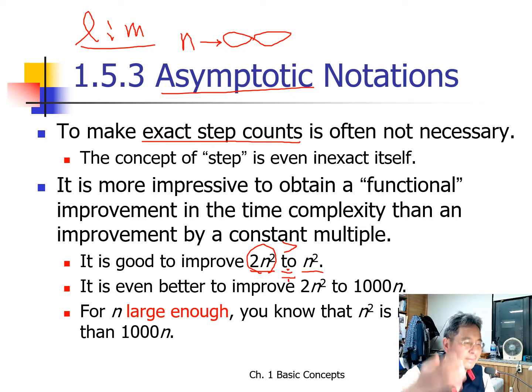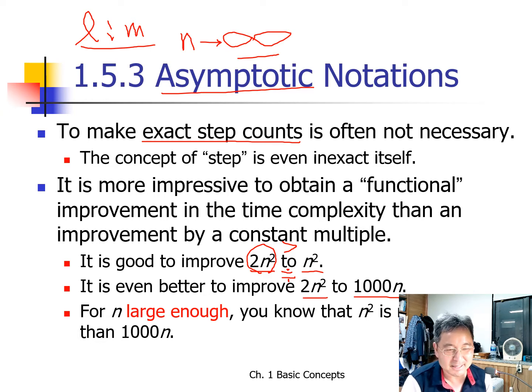Okay, when n goes to infinite, very large size. But how about 2n square and 1000n? Can you think which one is larger? It depends on the number of n.